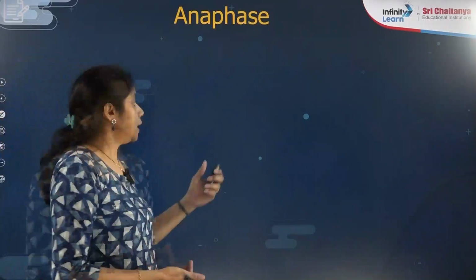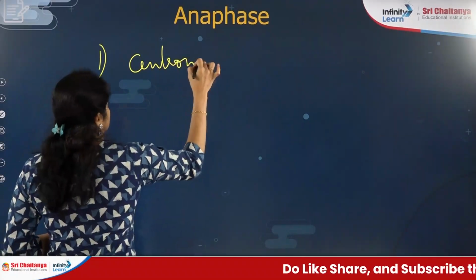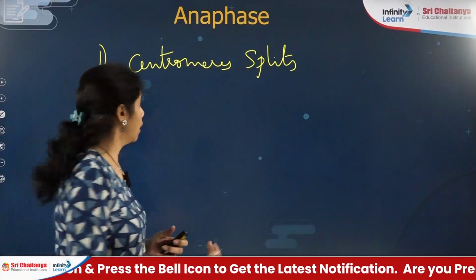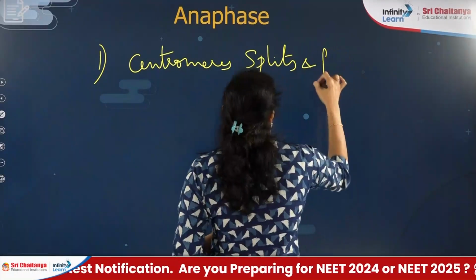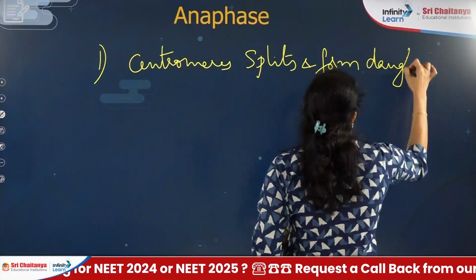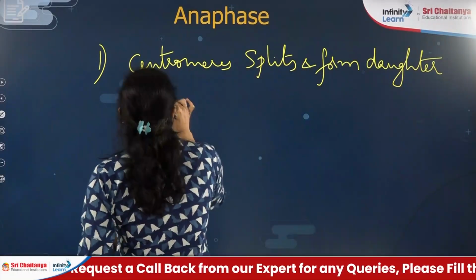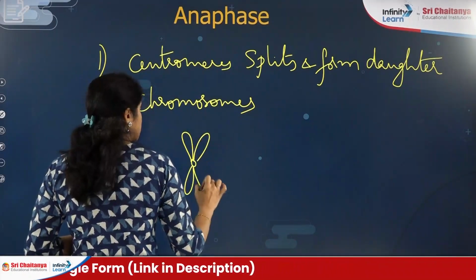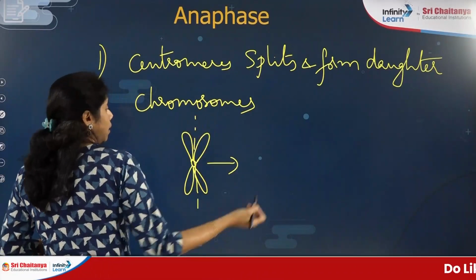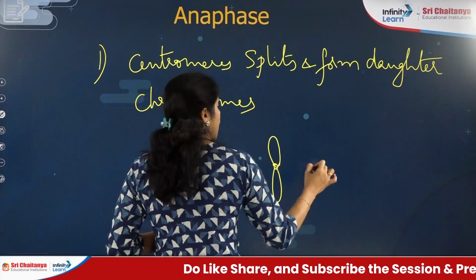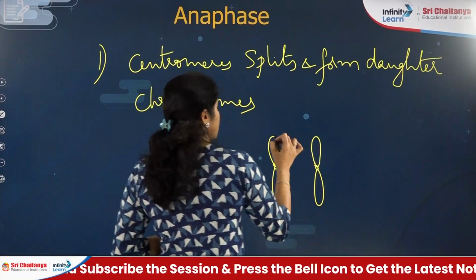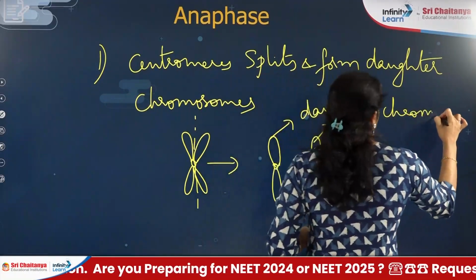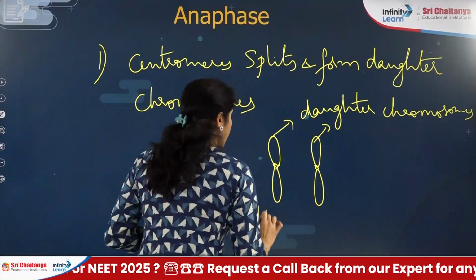Next phase is the anaphase. In the anaphase, the centromere splits. Centromeres of all the chromosomes will be splitting and they form daughter chromosomes. Now, the daughter chromosome will be having only this type of structure. It will exactly split in the center. Each one is a daughter chromosome. They have only one chromatid each.